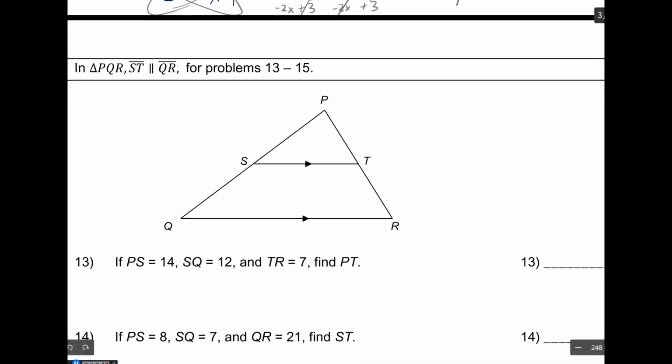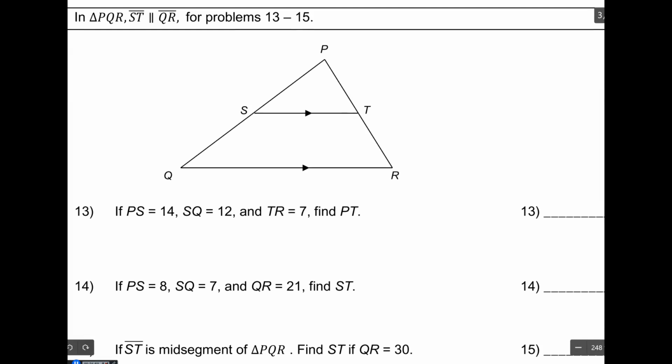Alright, so in triangle PQR, ST and QR are parallel to each other. If PS is equal to 14 and SQ is equal to 12, and TR is equal to 7, find PT, so that's x. I think we're back to Noah. How would you go about this one?